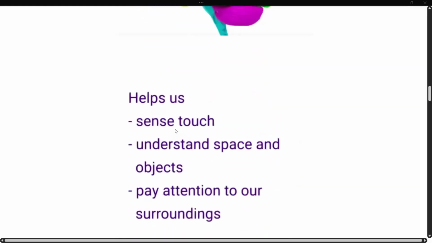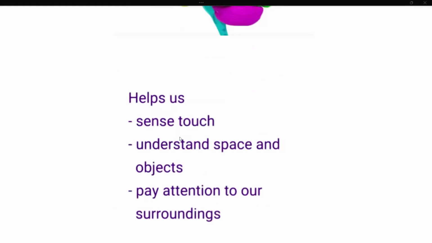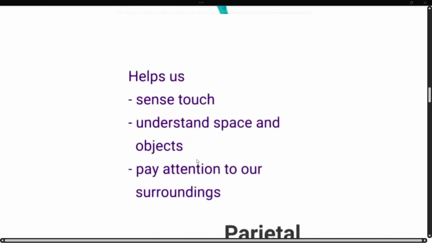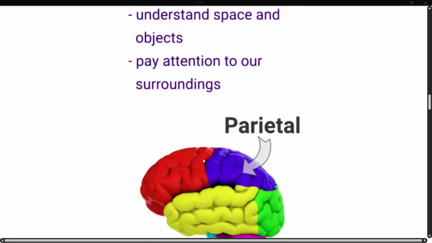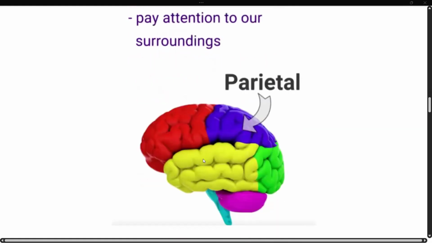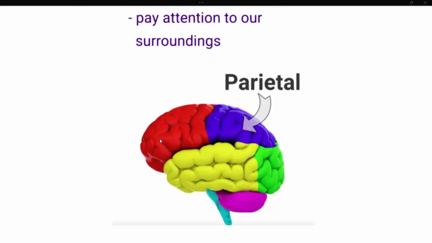Next one, helps us sense touch, understand space and objects, pay attention to our surroundings. Which lobe are we talking about? Right, it's the parietal lobe. Again, let's have a review. The red color, which lobe does it represent? You're right, the frontal lobe. The blue one is the parietal.